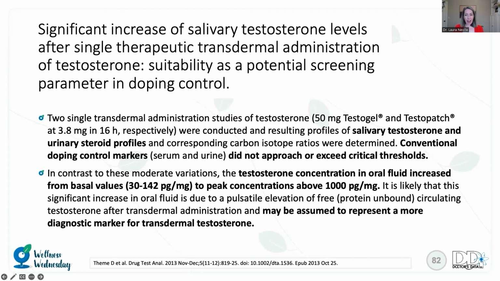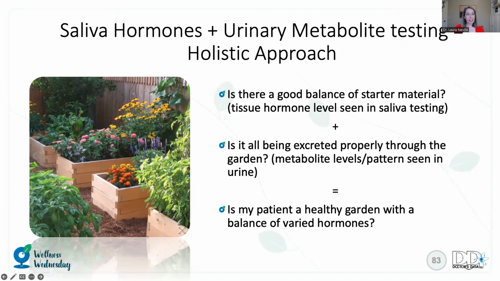Studies have been done now that promote saliva testing as a better control or a better screen for doping. And this was because we were looking at studies like this, where they used 50 milligrams of a gel testosterone topically, and they also compared that to a testosterone patch. So serum and urine did not approach or exceed the critical thresholds to say this person was using testosterone, but we did see significant elevations in saliva. So this was assumed, at least at this report, to be a more diagnostic marker for transdermal testosterone. I still think there's been some stagnation in the movement and acceptance of that, but there it is. I guess they can take it or leave it.